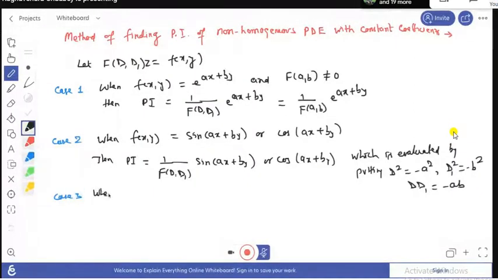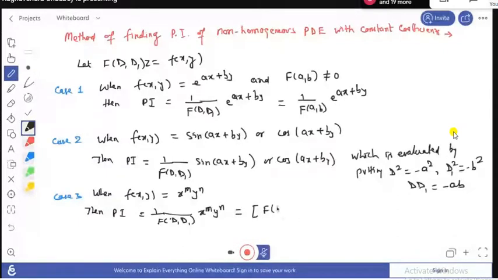when this function is of polynomial form in x and y, then the particular integral, that means 1 upon f of d d1 of x to the power m y to the power n, can be evaluated by using binomial expansion. You already know how to solve this binomial expansion, and we solve this problem.